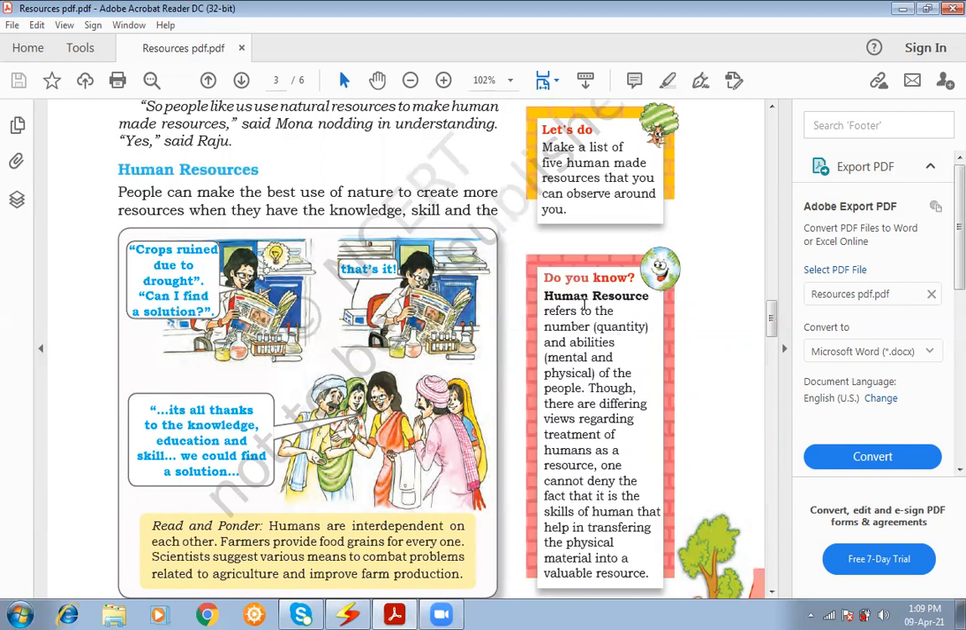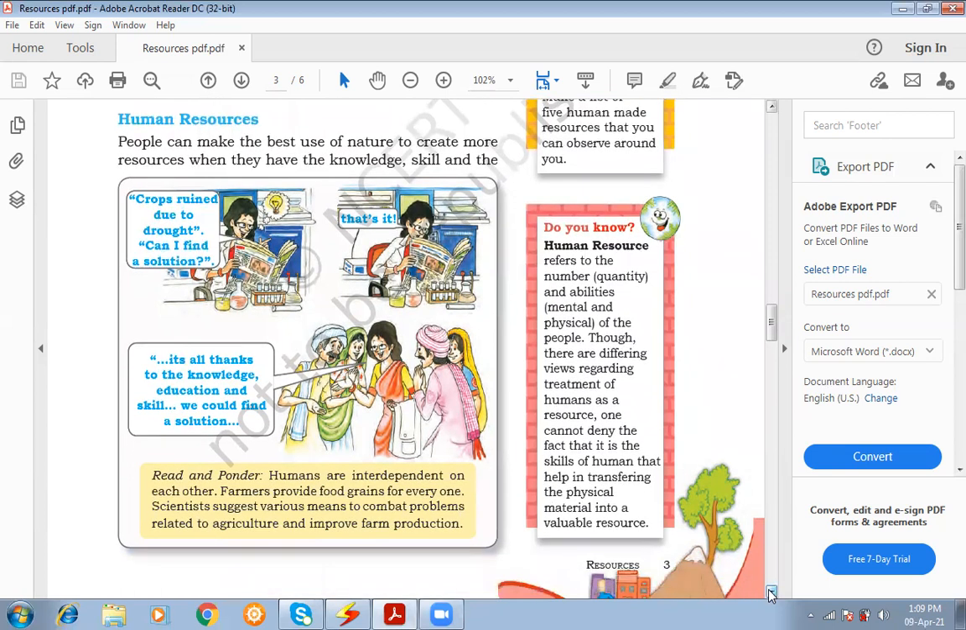So human resource refers to the number, quantity, and abilities, mental and physical, of the people. So number also matters, means how many persons are there working in any company, so that also matters. Okay, if more number are there, that means more efficiently the work will be done. And ability also matters. It is not only the number that matters, but ability also matters, because how talented the people are, how skillful the people are, then only that company will progress. Okay, so both the things are important, number and abilities.